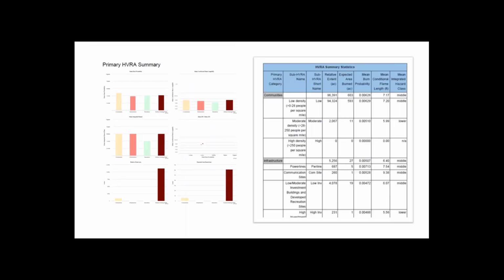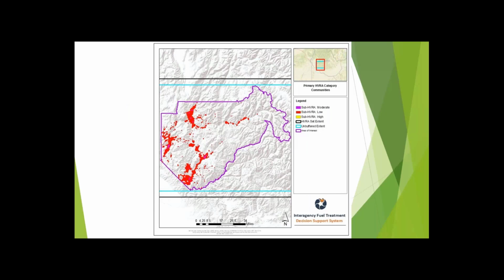Also, the exposure analysis report has different sections, such as the primary HVRA summary, which presents bar charts and the table summarizing the landscape burn probability outputs for the burnable pixels within the landscape, or the extent the analysis was done for. And then it also, later in the report, has a HVRA summary statistics table at the end of the report, where it includes all the summary statistics in one place. There's also maps of the HVRAs that were used.